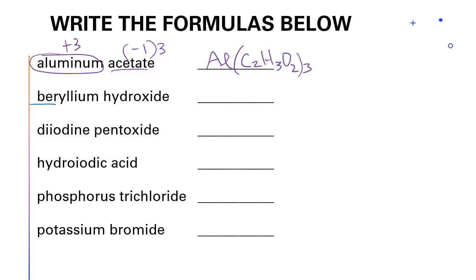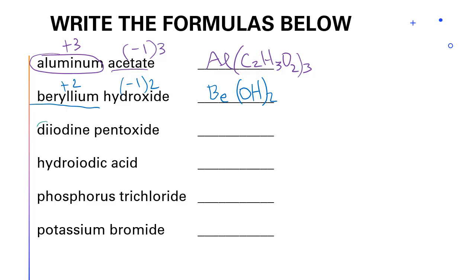Now we have beryllium hydroxide. Beryllium is Be, and the charge is +2. Hydroxide is OH, and the charge is -1. I'm going to need 2 of those -1s to give me -2. But again, don't just write a 2 there, because that's 2 hydrogens, but just 1 oxygen. We need parentheses around the hydroxide, so we have 2 hydrogens and 2 oxygens.